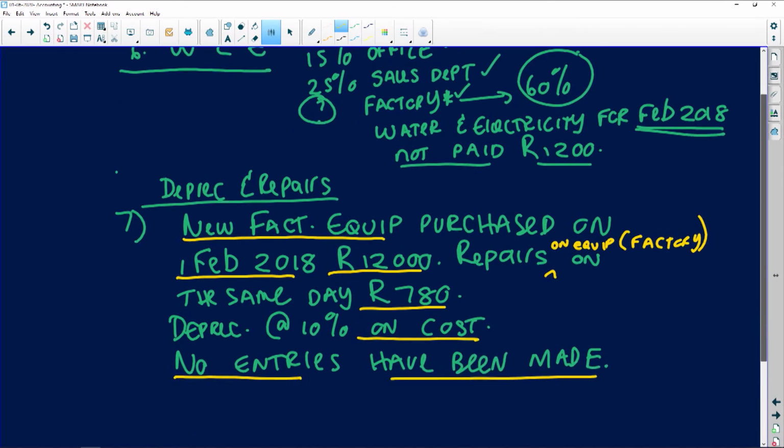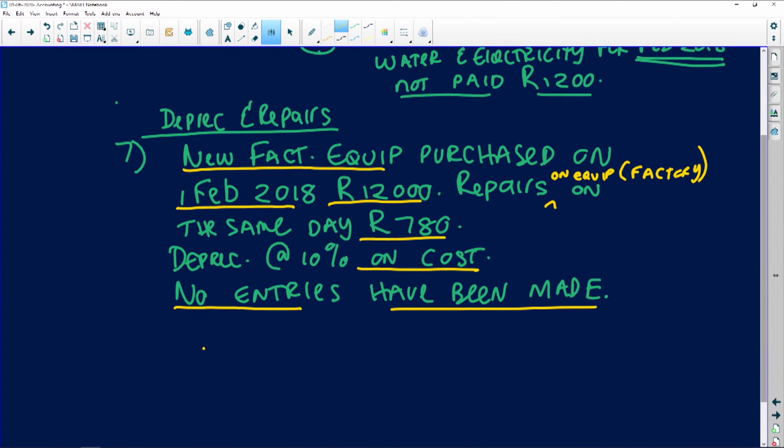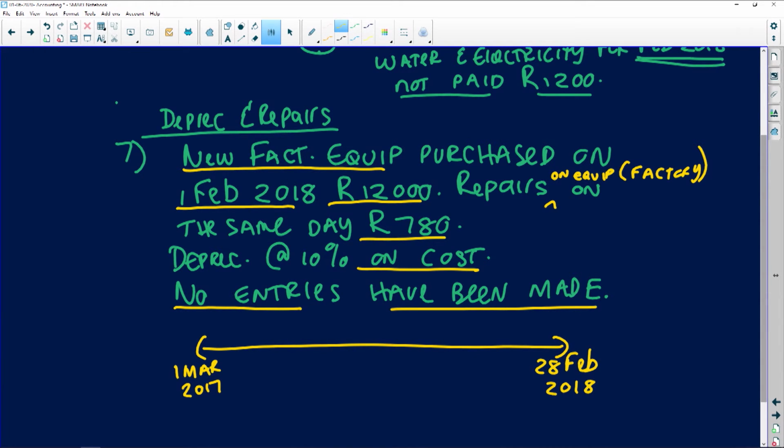So let's calculate our depreciation. And once again, guys, I love the timeline. Okay, as you can see, 1st of March 2017, 28th of Feb 2018. My new equipment was purchased on the 1st of February. Okay, so somewhere here on the 1st of February, which means I owned this new equipment for 1 month of the financial year, which is the month of February, and I now need to depreciate this by 1 month.